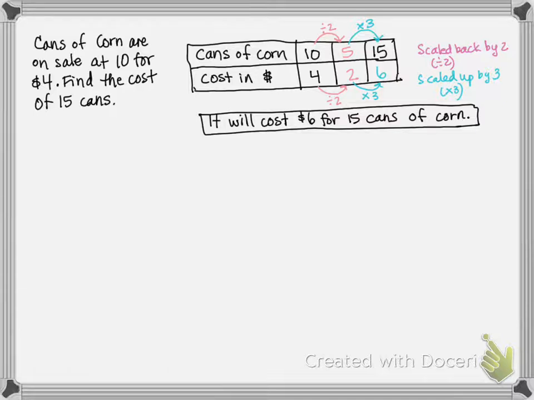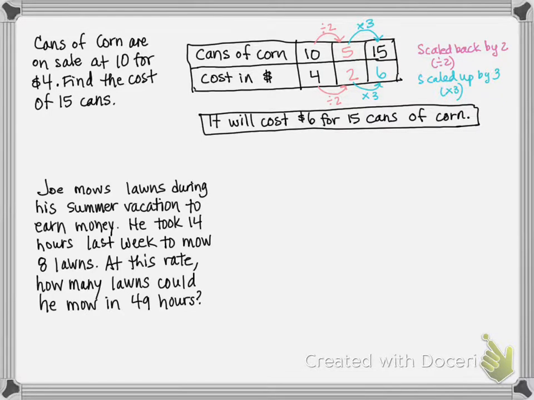Okay, I'm going to do the same thing. I'm going to pause, copy down, and feel free to pause once I come back on again, and then copy it down, and then go from there. Sometimes when we do real-world situations, it's a lot of writing. So we've got Joe mows lawns during his summer vacation to earn money. He took 14 hours last week to mow 8 lawns. At this rate, how many lawns could he mow in 49 hours?